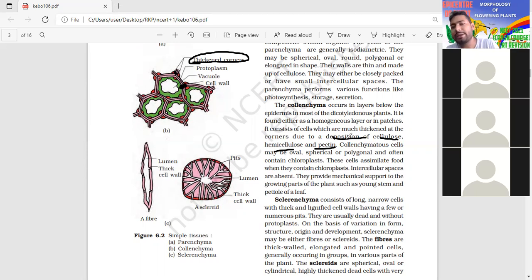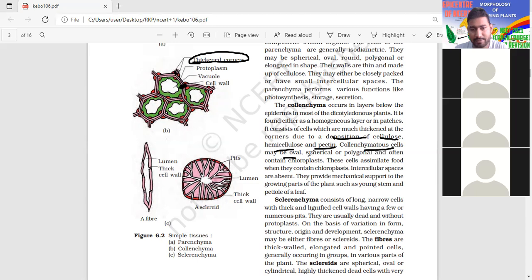In parenchyma there is no pectin and no secondary cell wall, only a primary cell wall with hemicellulose and cellulose. But in the collenchyma, along with cellulose, pectin is also there. Due to the uneven distribution of pectin in a particular plane, you will see thickening at the corner. So thickening is generally found.